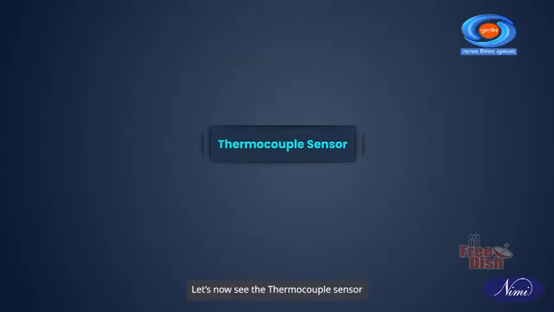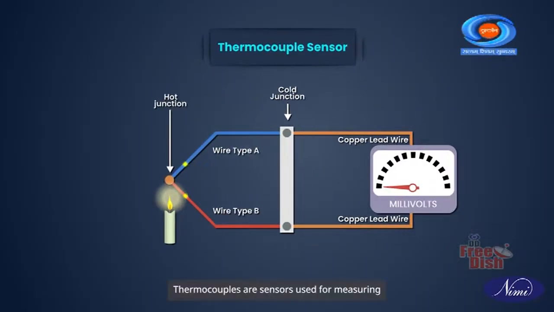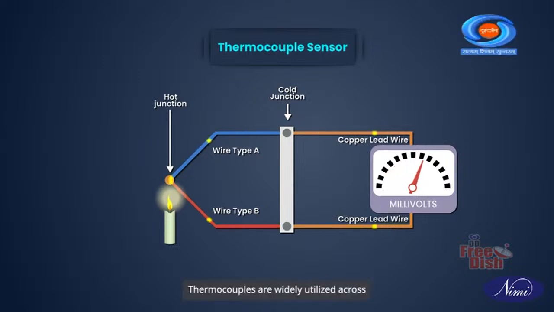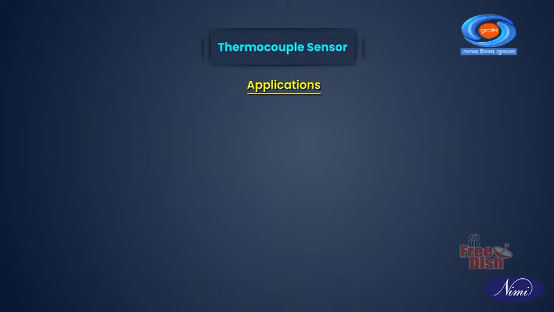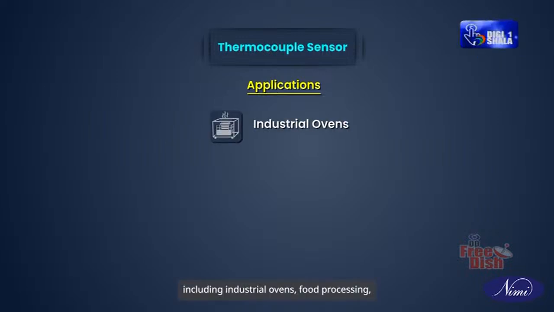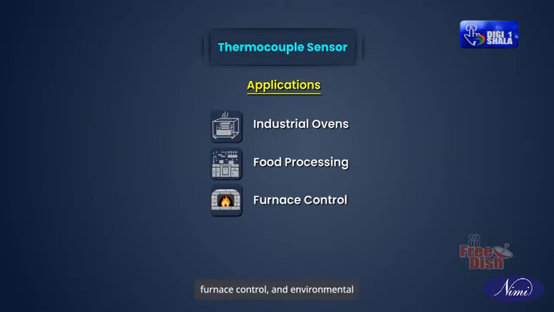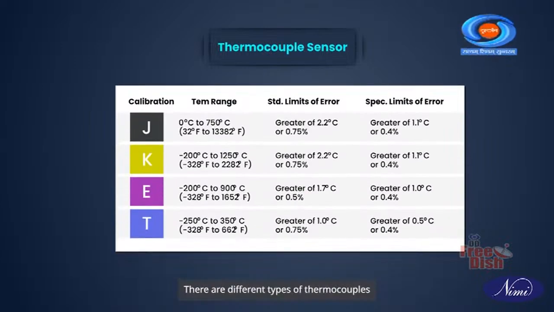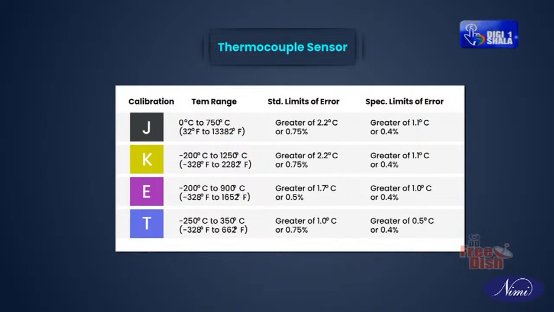Let's now see the thermocouple sensor. Thermocouples are sensors used for measuring temperature based on the principle of thermoelectric effect. Thermocouples are widely utilized across various industries and applications, including industrial ovens, food processing, furnace control, and environmental monitoring. There are different types of thermocouples used for different applications with respect to voltage and temperature.